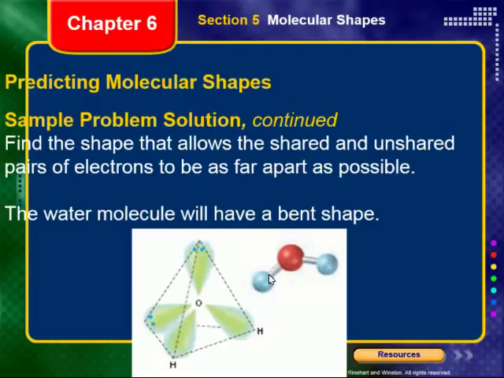Don't worry, you'll have access to a table of these shapes as we work through our practices. But this is the process you're going to go through for predicting the shape of a particular molecule. Draw the Lewis structure, consider how many shared and unshared pairs of electrons you have, and then pick a geometry that's going to allow those to be as far away from each other as is possible.